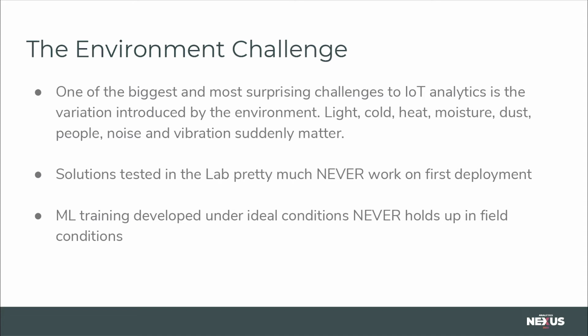The second part of this, and I'll touch on more of this as we get into some of the machine learning stuff, but machine learning training is usually developed under ideal conditions, right? We build a calibration set, we build a training set, and we actually go out of our way in most cases to make sure that conditions are perfect. That never holds up in real world conditions. Conditions are never perfect. And those ML training sets that you build oftentimes are the exact reverse of what you actually want. We'll talk about that a little more as we go forward. So that's the environment challenge.